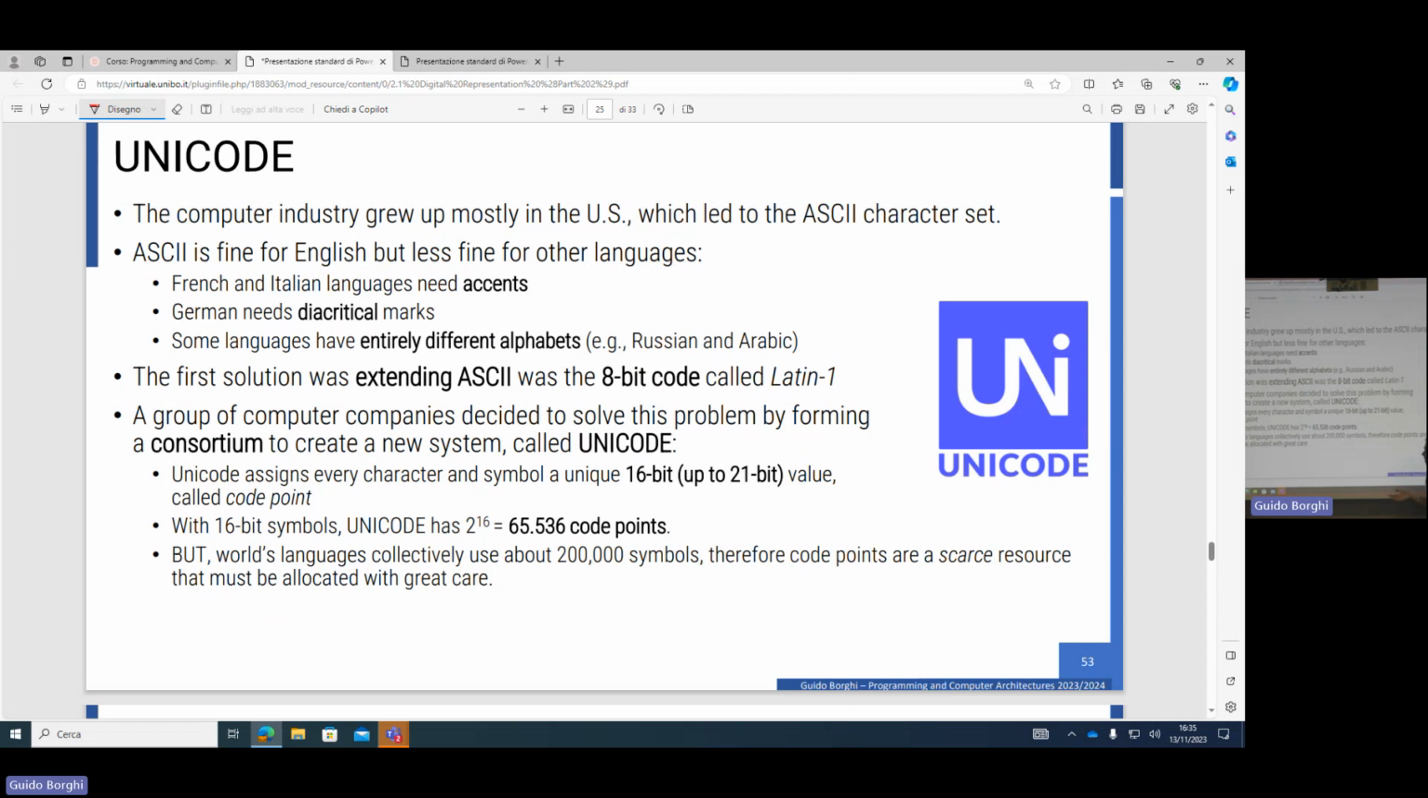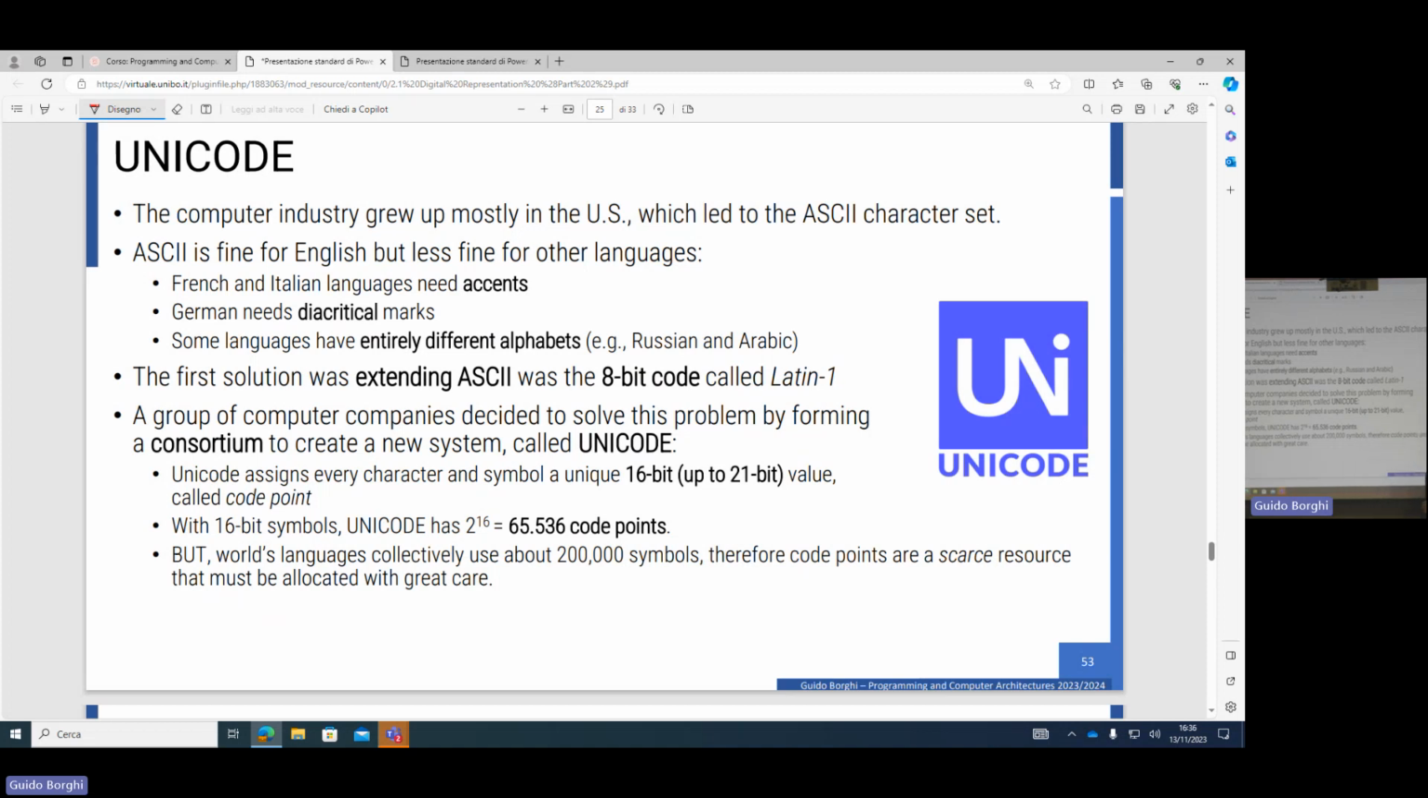Also in this case, this is a good solution. 16 bits, up to 21 bits. We have many different representations, many different code points, but also in this case it is not enough, unfortunately, since, for example, the world's languages collectively use about, I found this amount, I'm not sure, but you can understand the complexity of this problem, since all around the world we have 200,000 different symbols. So 16 bits are not enough to represent all the symbols that we need in the world.